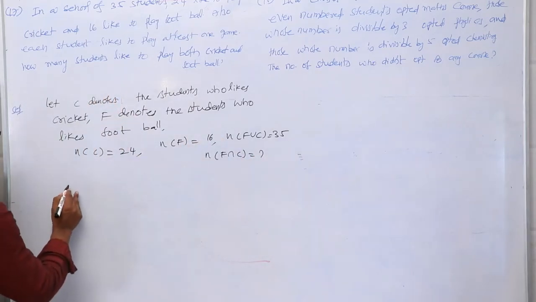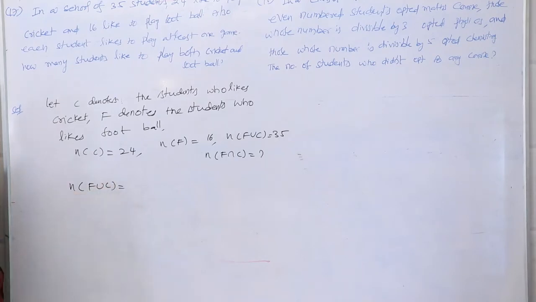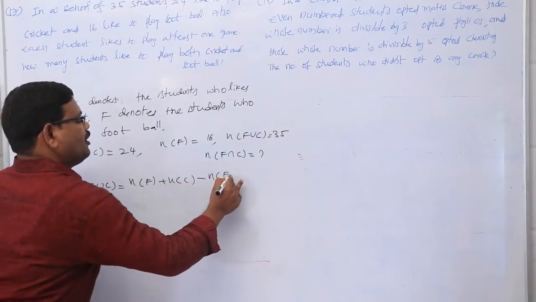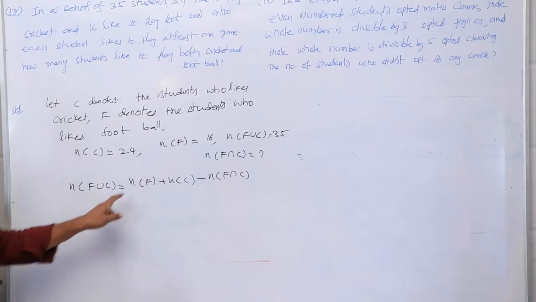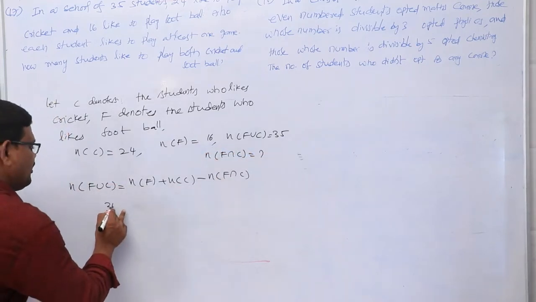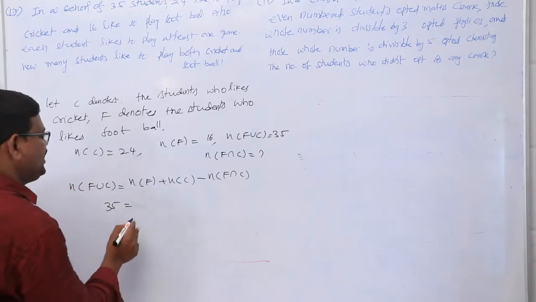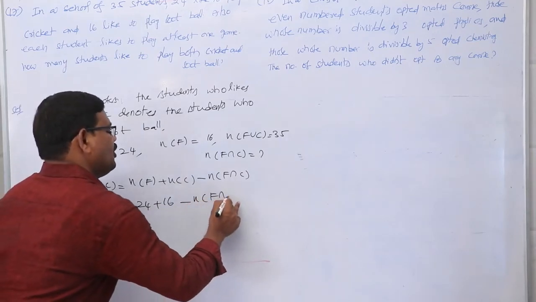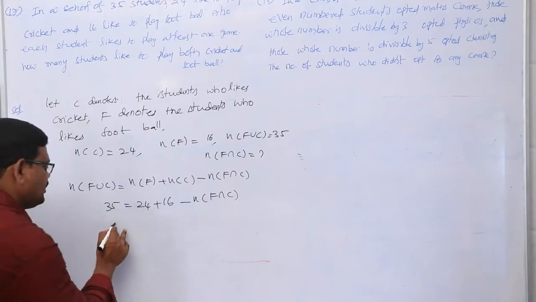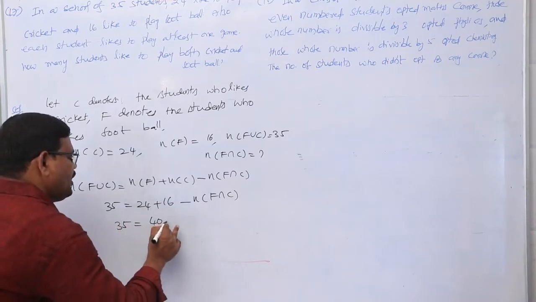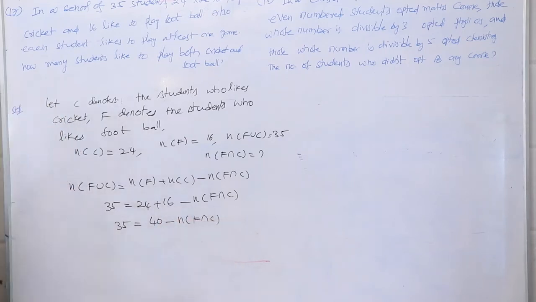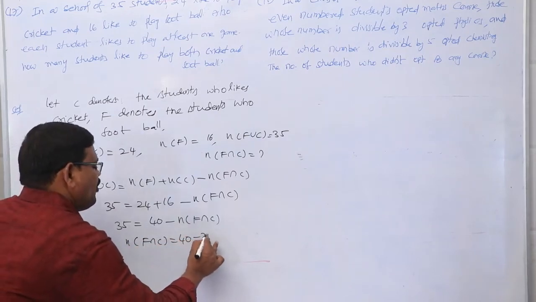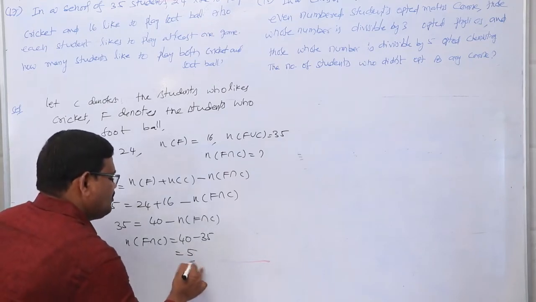As you know that number of F union C equal to number of F plus number of C minus number of F intersection C. Number of F union C is given that 35 equals number of C, 24, plus 16 minus number of F intersection C. 35 equals 40 minus number of F intersection C. Number of F intersection C equal to 40 minus 35, that equals 5.